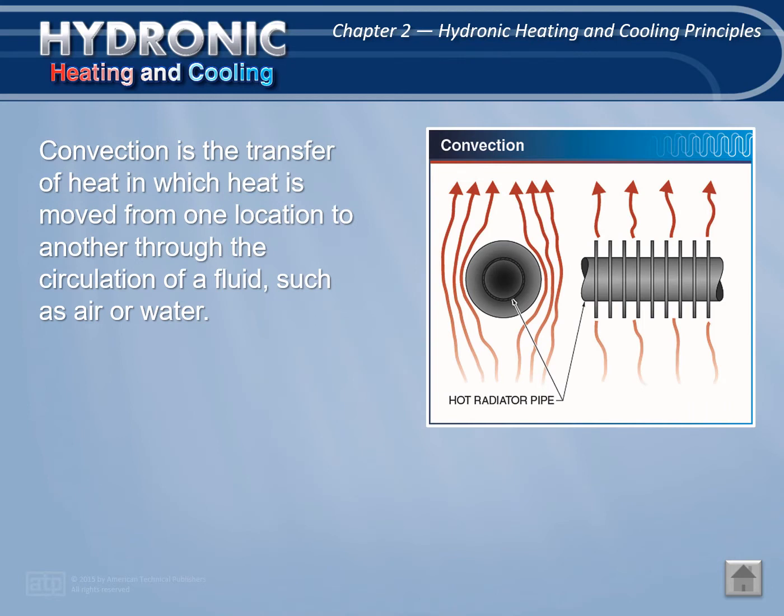Convection is the transfer of heat in which heat is removed from one location to another through a circulation of fluid such as air or water. There are two types of convection: natural convection and forced convection. Natural convection occurs because of a combination of heat transfer by conduction and heat transfer by actual movement of some of the fluid from one place to another. The use of fans and blowers to assist heat transfer by convection is called forced convection.